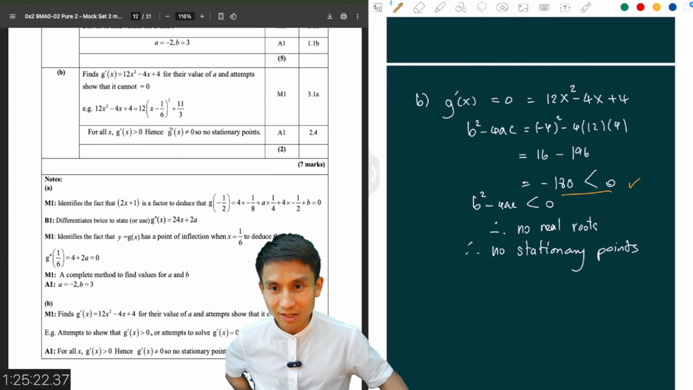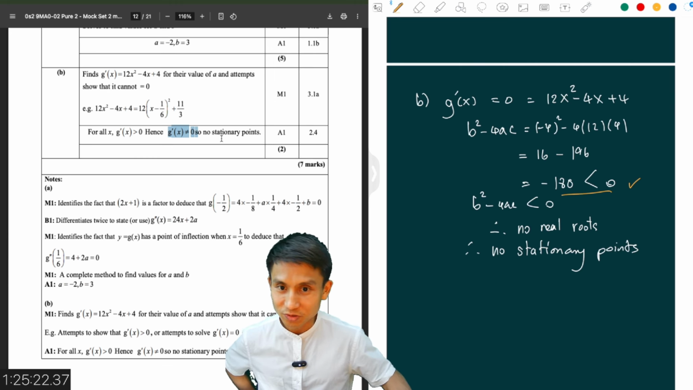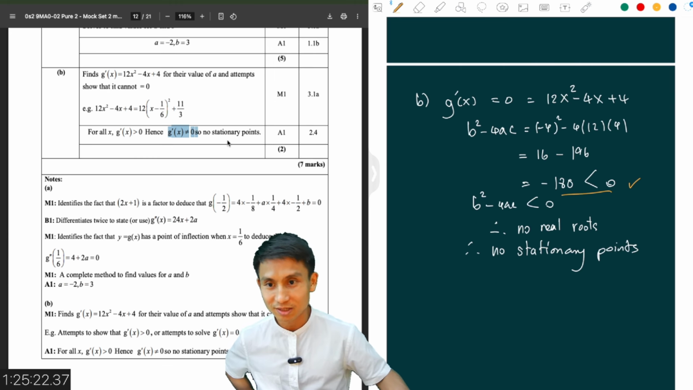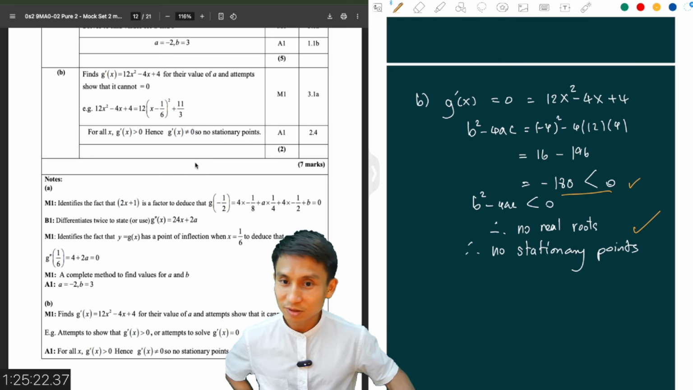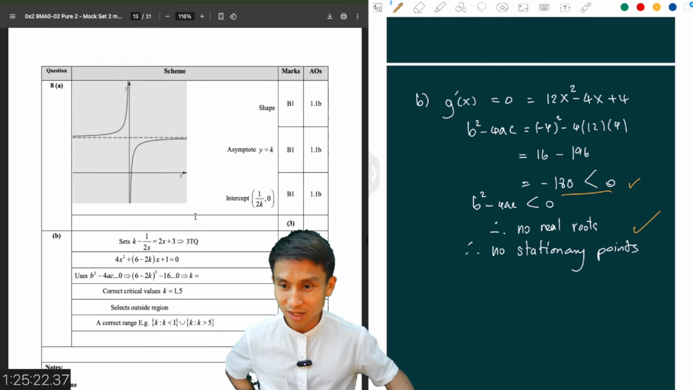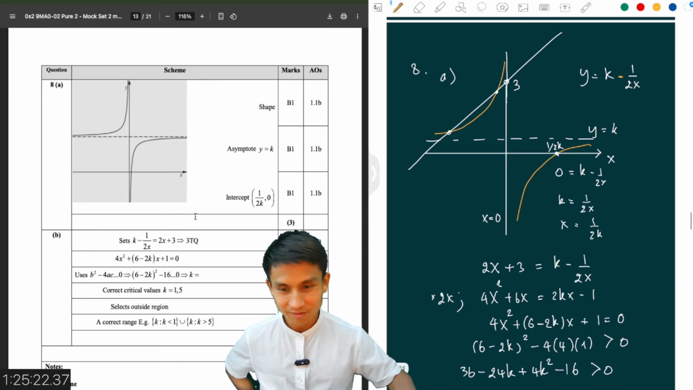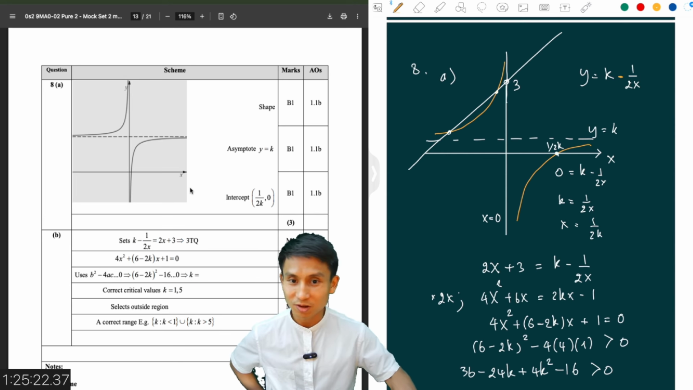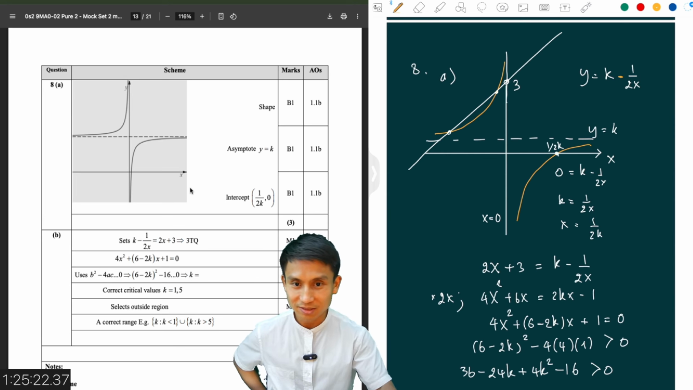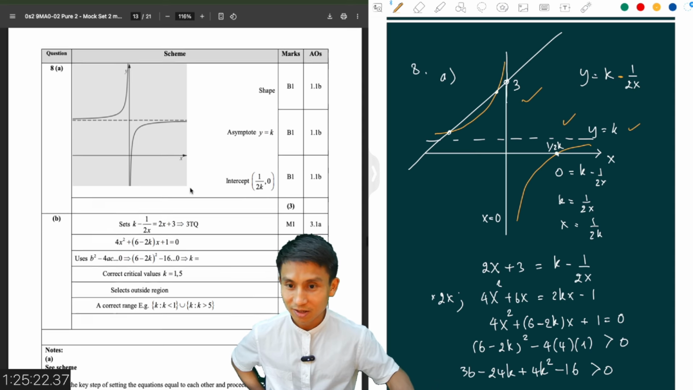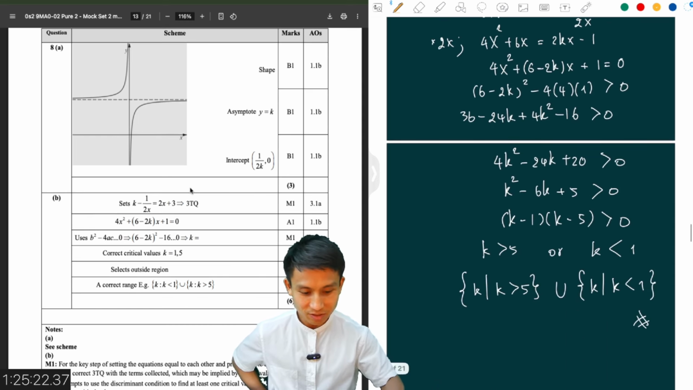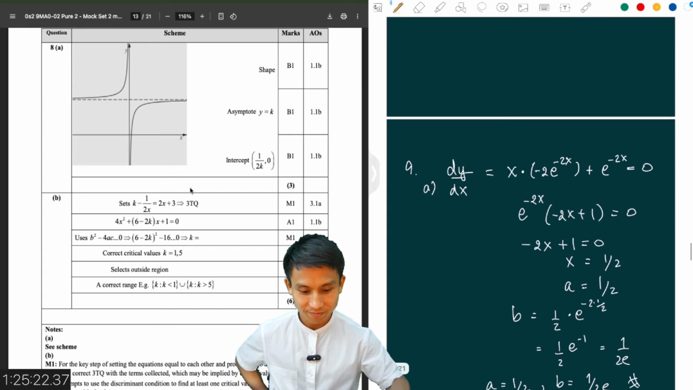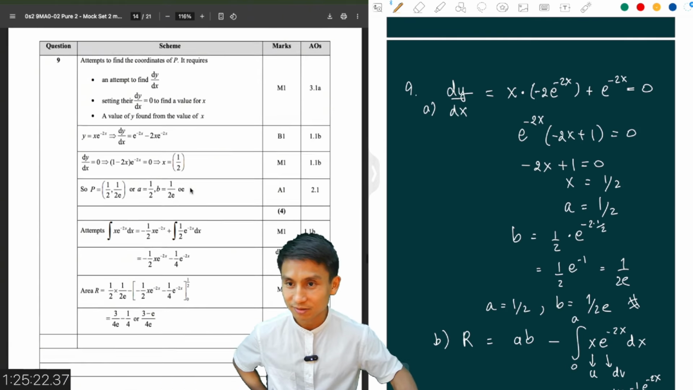Yeah, so I show that this cannot be 0 because it's less than 0, so no real root, so no stationary point. I think I got the marks here. Yeah, I'm gonna be biased to myself there for that one. But when I need to be harsh, I am. Okay, so this one, plotting. Yeah, I got the x-intercept there, y equals k for the asymptote, and the shape is right. Okay, and the range here, correct. Yeah, doesn't matter the order there.